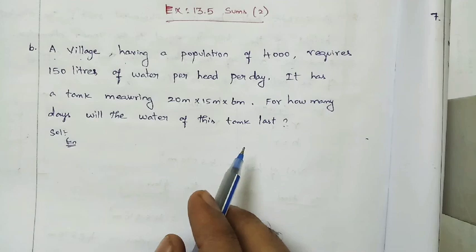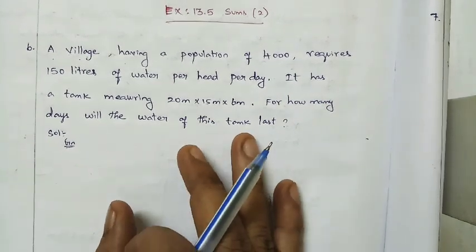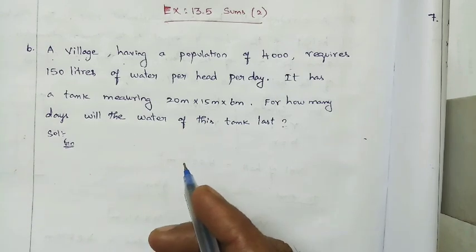Volume of cuboid: for finding the volume of a cuboid, what things do we need? Length, breadth and height, LBH. What is the formula for the volume of a cuboid? L into B into H.